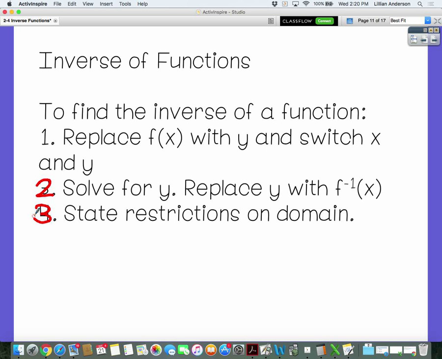But some of you automatically replace f of x with y anyway, so it's not really a step. You already know that f of x is y. But to find it algebraically, you switch x and y, and then you solve for y. Once you do that, you need the notation that means inverse. This notation with a -1 as the exponent means inverse. And of course, just like with anything that we do, we need to state any restrictions on the domain. These are the steps to find algebraically what the inverse function is.